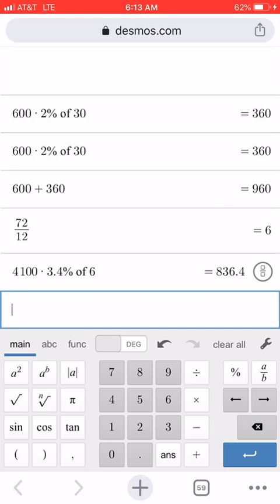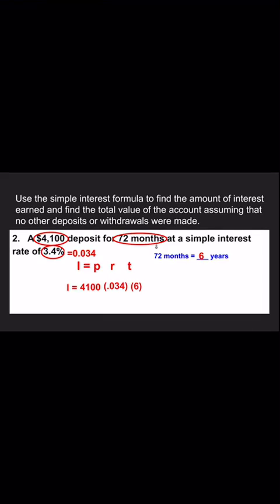6 years, and my answer, 836.4, or like we like to say, 836.40 cents. We had that zero because we're talking about money. So interest was $836.40. So that's how much was added in those 6 years. If you put this amount of money in the bank for 6 years at 3.4%, you get an extra $836.40.